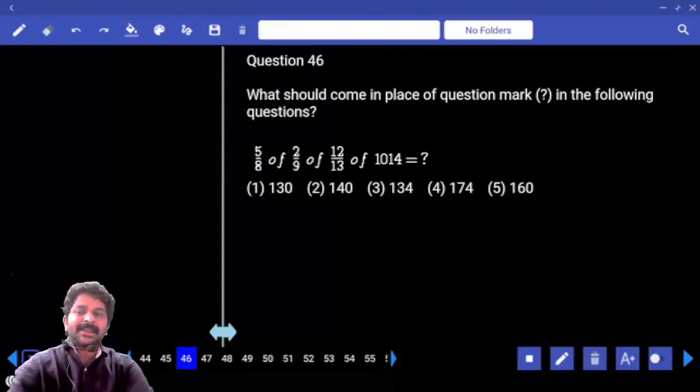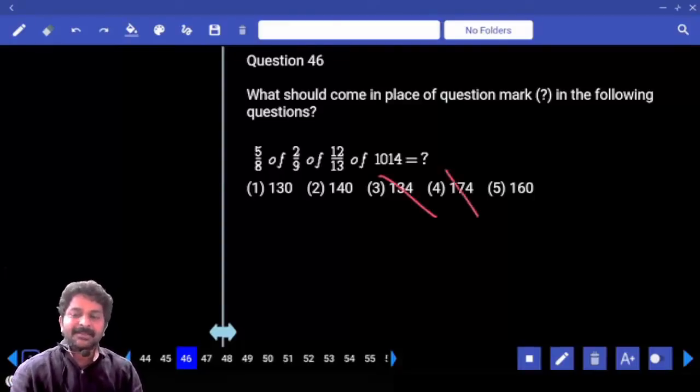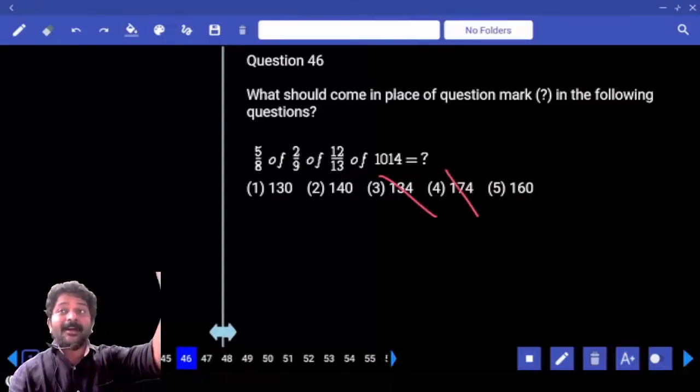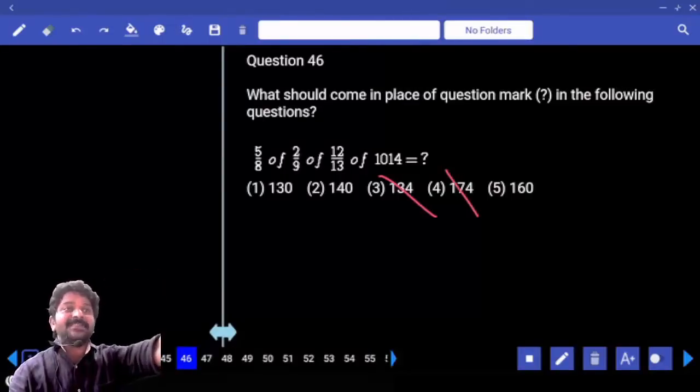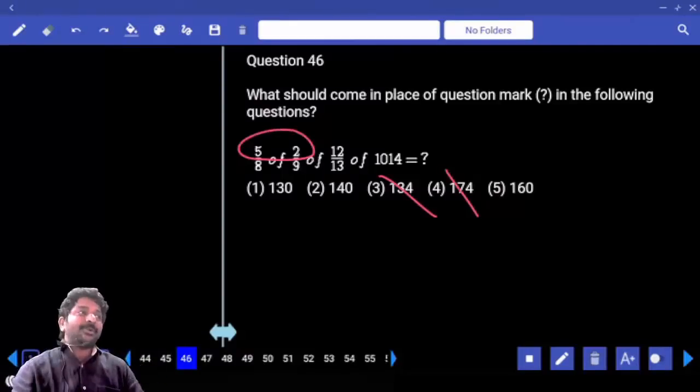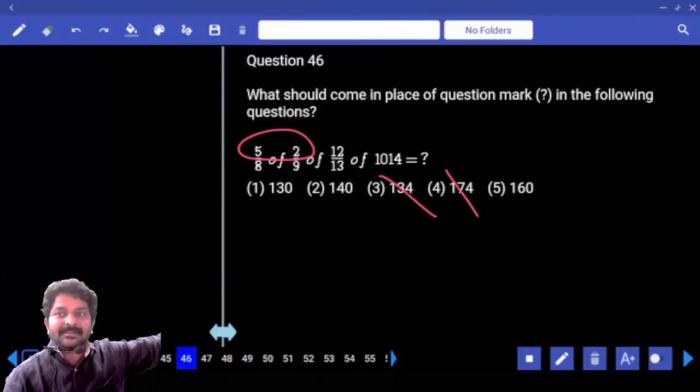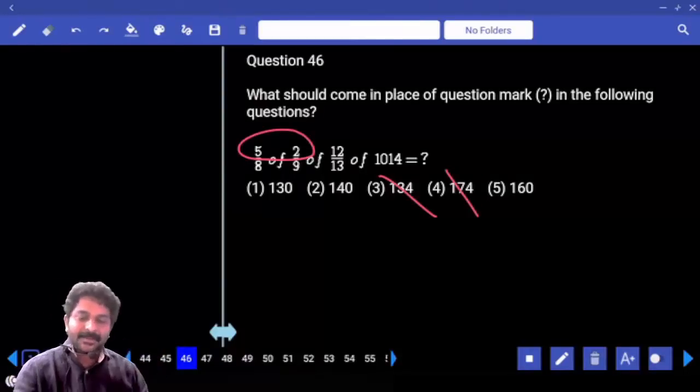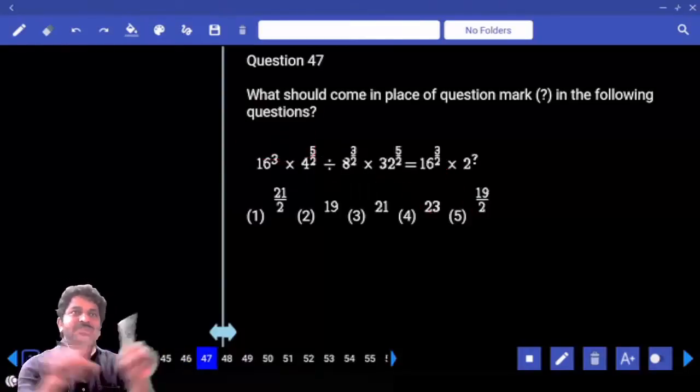2 options are eliminated. 3rd and 4th eliminated. And whatever the remaining 3 options that we have, all are having 0. Hence I don't want to change this combination 2 into 5, because you know that you are getting 0 over there. So we have to go looking at the options.